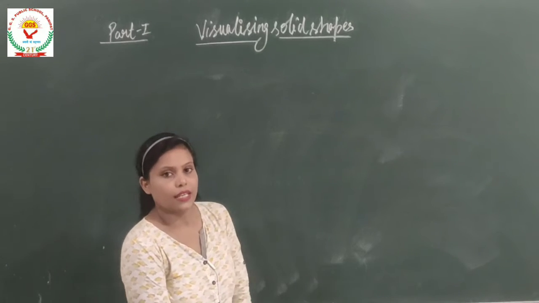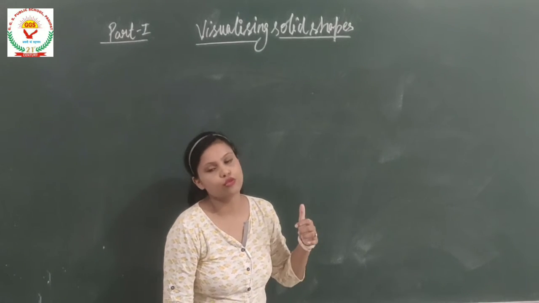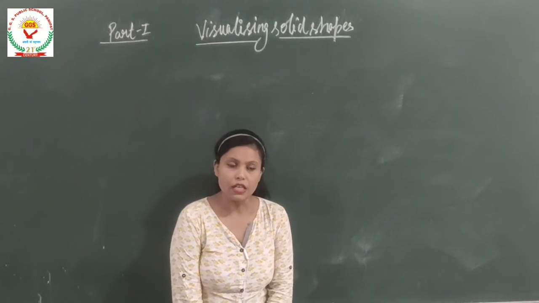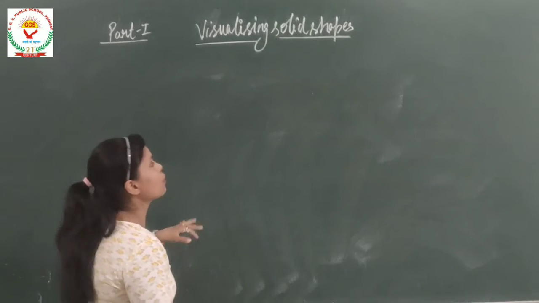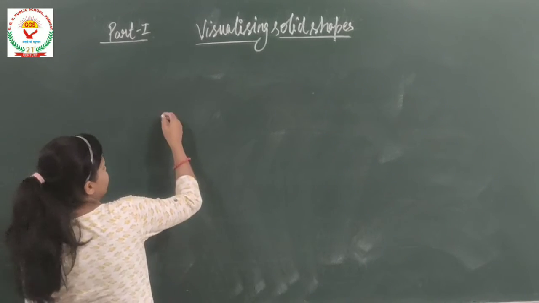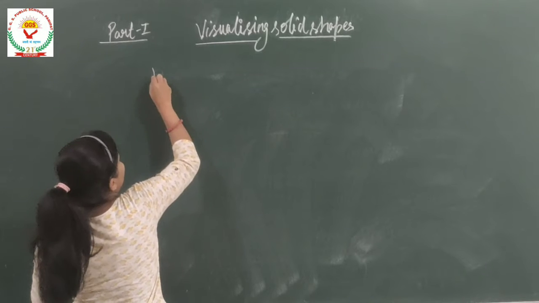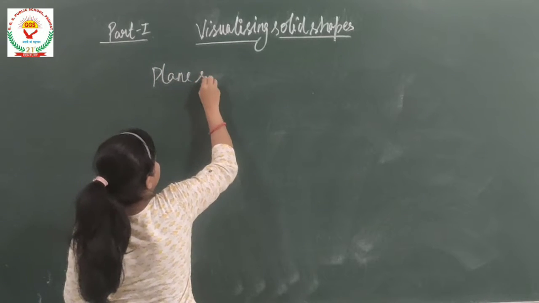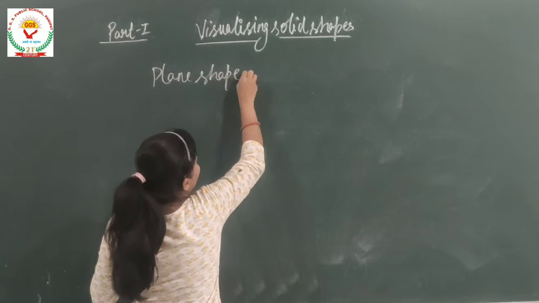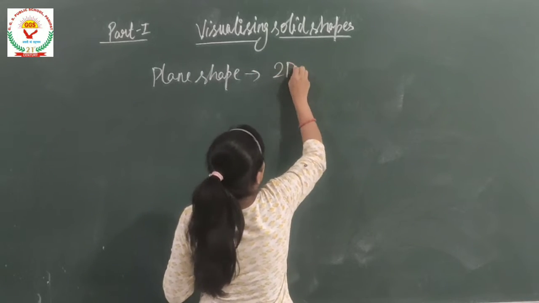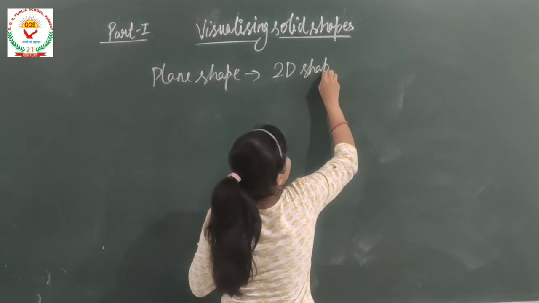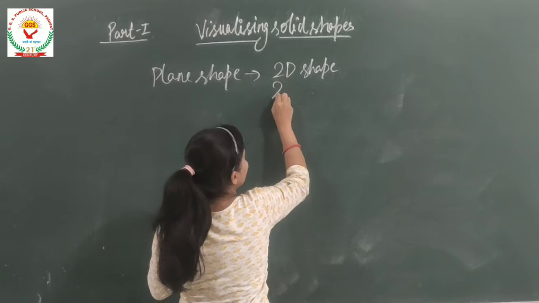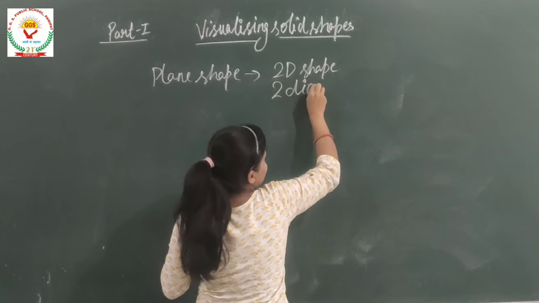Hello students, let's start a new chapter, that is visualizing solid shapes, right? So we have two types of shapes. In your previous classes you have read about these shapes, that these are known as plane shapes or 2D shapes. So what are 2D shapes? Two-dimensional.